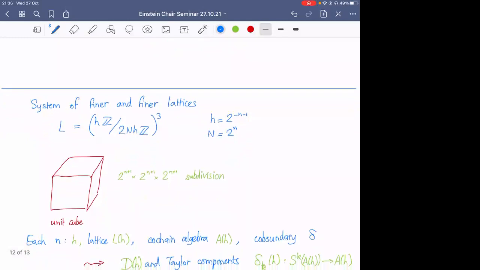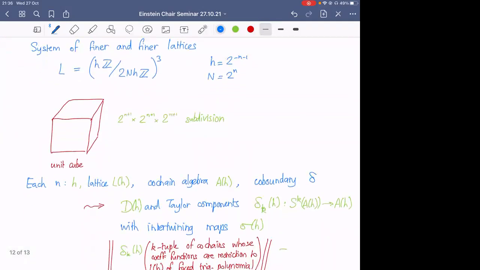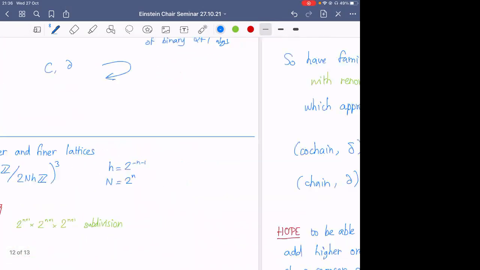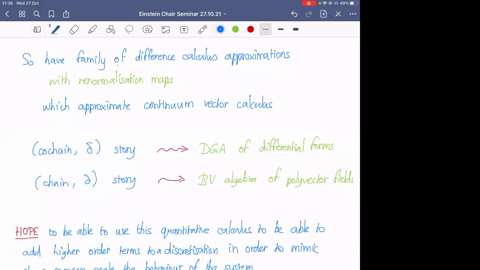So Dennis, I wrote on the bottom here that little what I said today, but maybe there's no real need to include it. So this was the final story, that we have a family of difference calculus approximations with their renormalization maps, which approximate the continuum vector calculus. And these approximations, when H goes to 0, if you ignore all the powers of H, then you get the continuum picture. If you include the powers of H, then you have a quantitative formulation of the errors and errors on errors, so to speak.